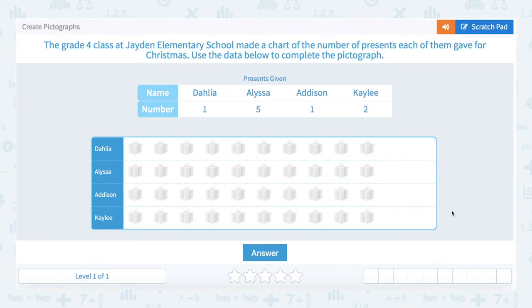Hi there. In this lesson, we're going to create pictographs. A pictograph is a type of chart that represents data using pictures. Let's take a look at the first example.